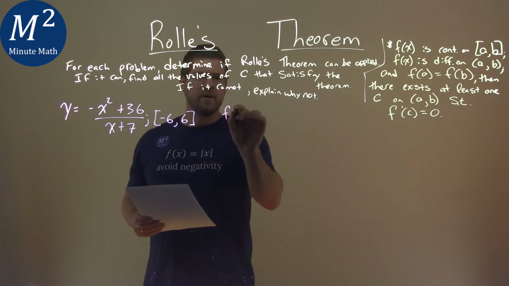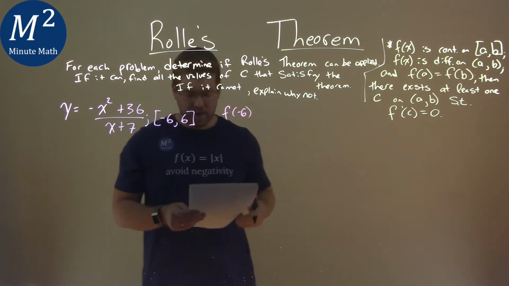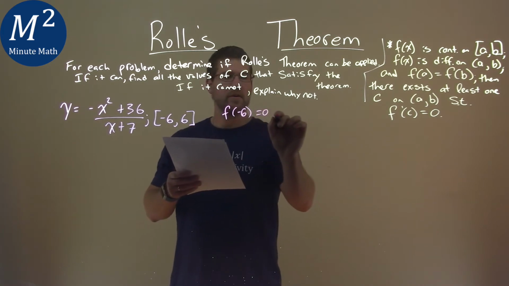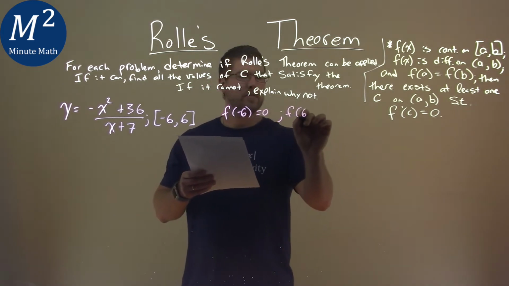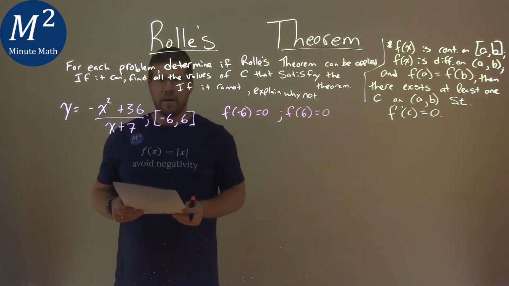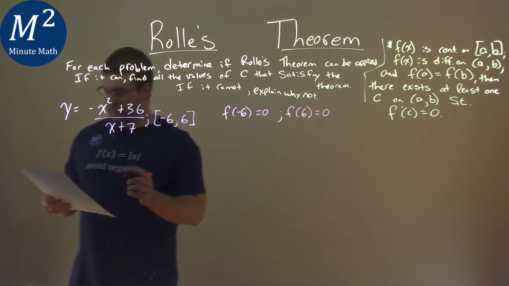But what about f of negative 6? Is it equal to f of positive 6? I found these values for you, and f of negative 6 is equal to 0, and f of positive 6 is also equal to 0. So we're good there. Alright, we now need to find our derivative.